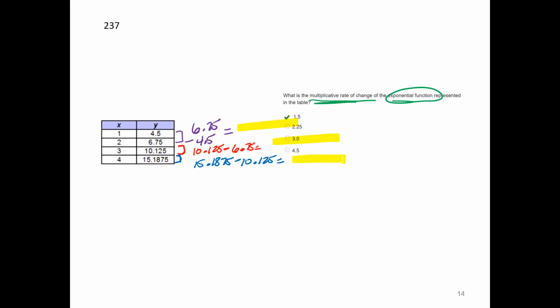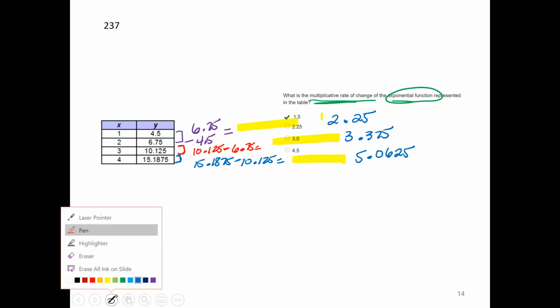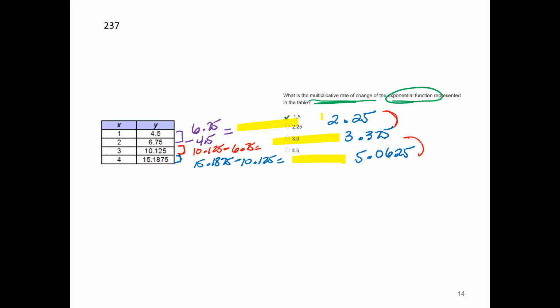Okay, and if you take a look at this, you guys, 6.75 minus 4.5 is going to give me 2.25, okay? And then 10.125 minus 6.75 is going to give me 3.375. Then 15.1875 minus 10.125 is 5.0625. And then what you're going to do is look at the difference between these two, okay? 3.375 minus 2.25 is going to be 1.125.